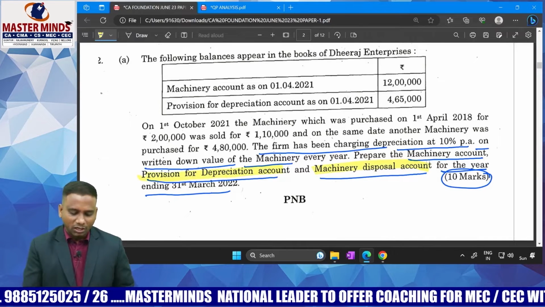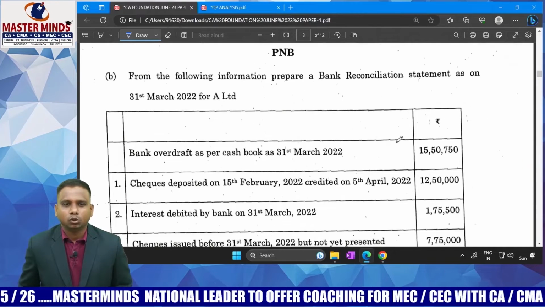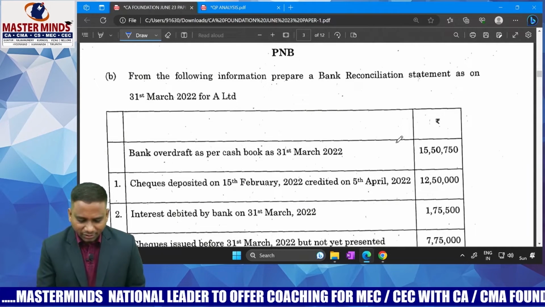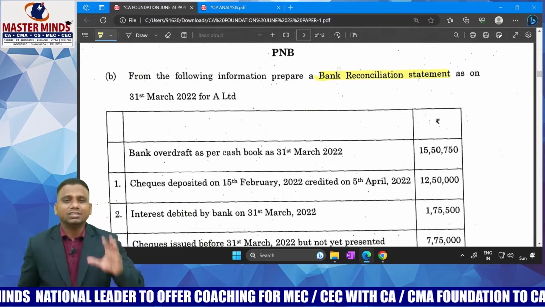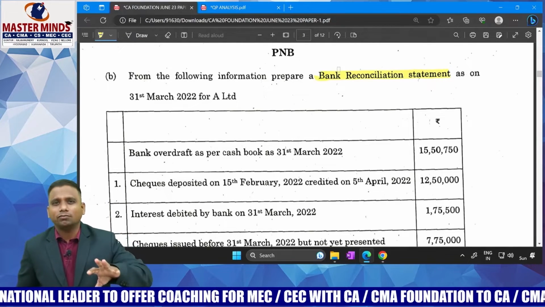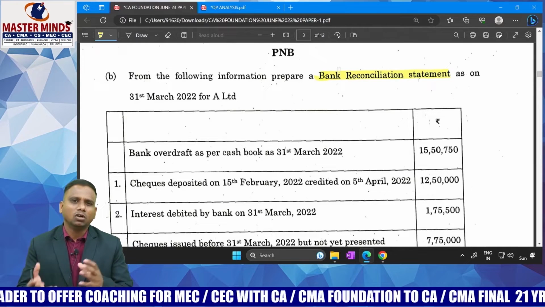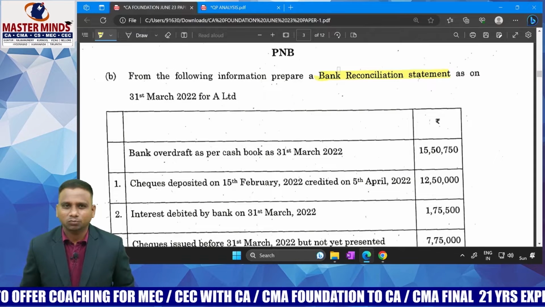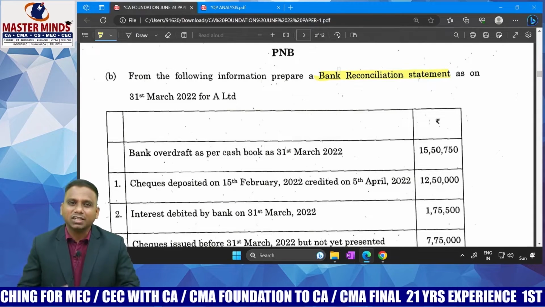Yes or no, students? I hope you have done this question. Next, 2b. It is again a simple one, BRS. In BRS, which type of question is it? Is it an overdraft question or positive balance? Debit balance as per cash book or credit balance as per cash book, or debit balance as per passbook or credit balance as per passbook. Which type of question is it?